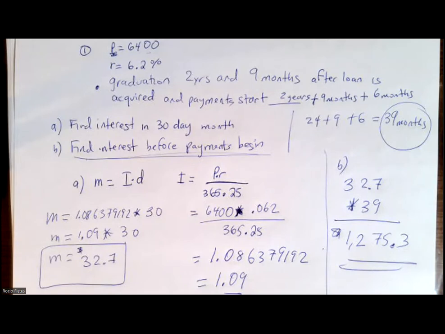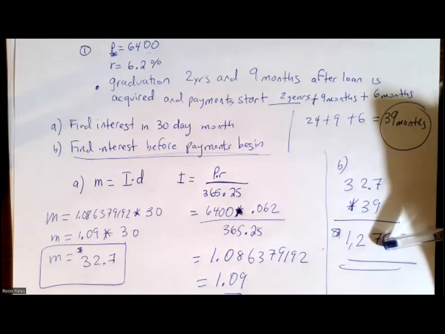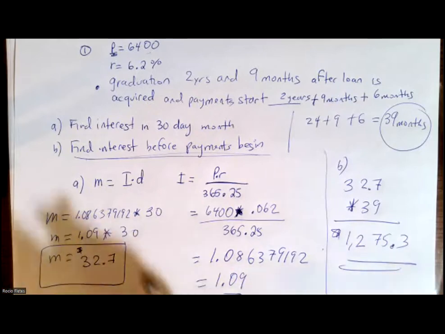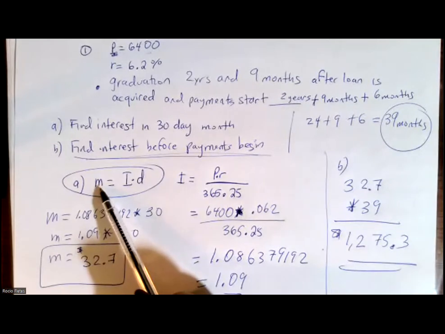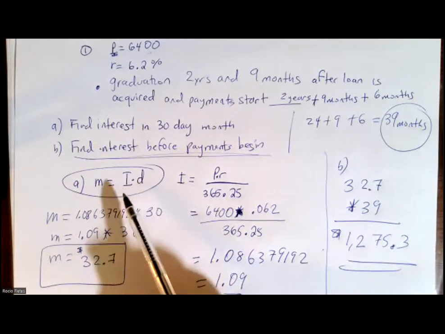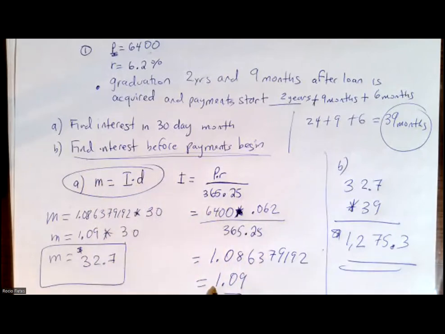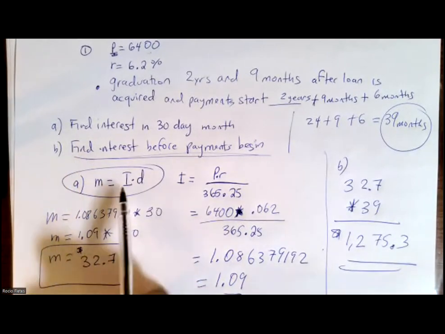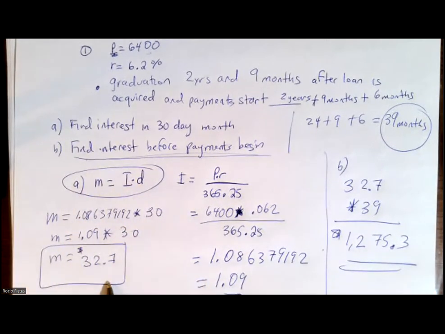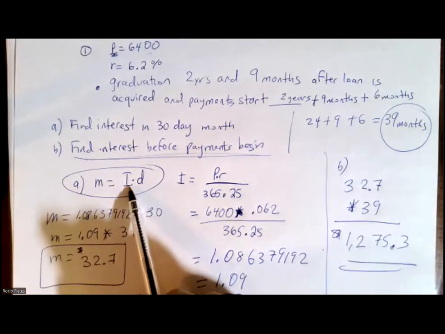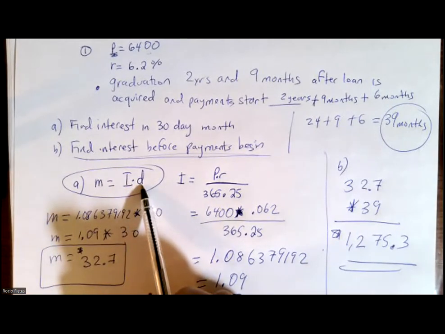Okay, so let's go ahead and go to the workbook here. Remember the two formulas you need. You need the lowercase m for the total interest in a month. M is equal to I times D. I is the daily interest amount, and that's why we multiply times the number of days to get the monthly interest. So I is the daily interest amount, and D is the number of days in a month.